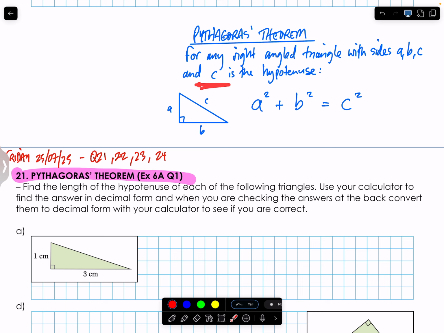C is always the hypotenuse. What do I mean by the hypotenuse? The longest side. What do you notice about the longest side? It's across from the right angle. So every right angle triangle is going to have 2 shorter sides, A and B, and the hypotenuse is C. And what does Pythagoras tell us? A squared plus B squared is equal to C squared.